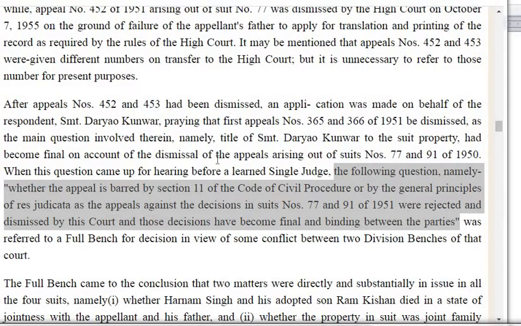The question before the court is that the 2 appeals arise out of the same suit. Same suit means same judgment, 2 decrees, and filed by the same party. One appeal is dismissed on a technical ground. So will that result in res judicata on the other appeal, or will the other appeal also be dismissed? So that was the question before the court.